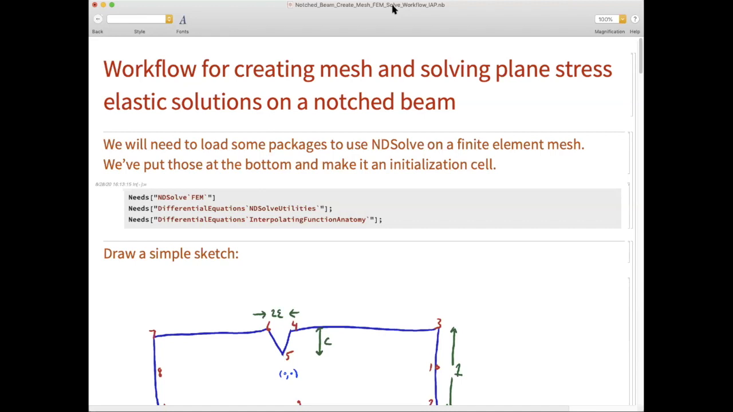Okay, so all of this stuff is sitting in these packages. So when you see these Needs packages, what you're doing is you're saying to Mathematica, go load something. This is not unlike what happens in Python libraries. Load things as you need them. Okay, so here's my workflow. I just drew a simple sketch on my iPad.